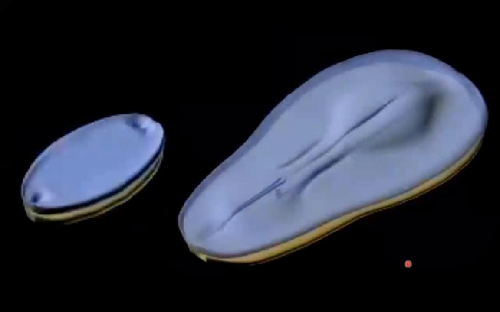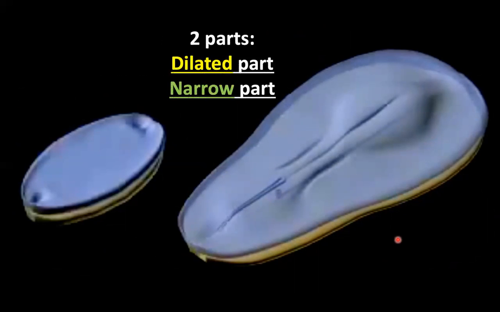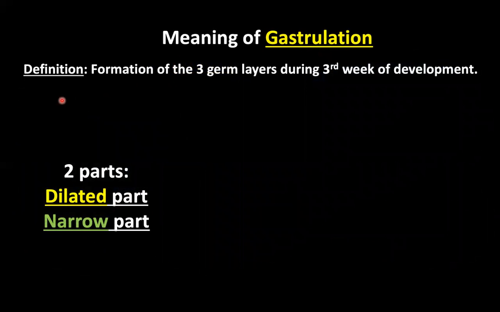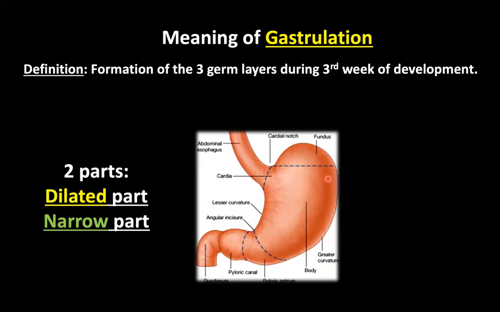Okay? Let's reverse the embryonic disc and see. Again, if you want to describe this, what will be your description with the 2 parts? Again, gastrulation as a definition is formation of the 3 germ layers, but this is the definition. This doesn't show me the meaning. Oh, this is stomach, and the stomach is formed of 2 parts, dilated part and the narrow part.